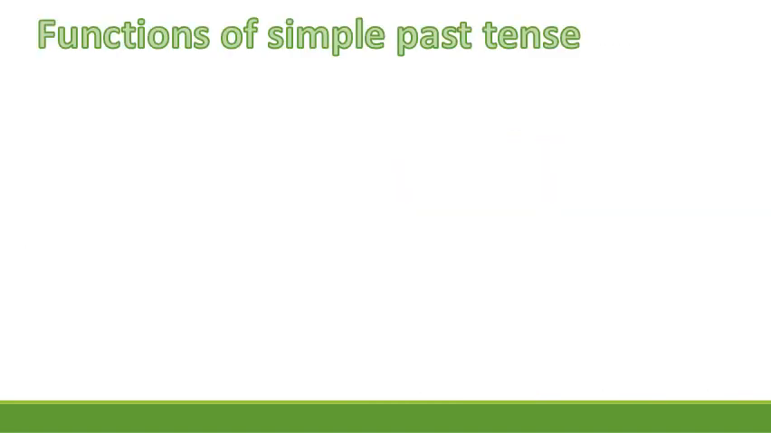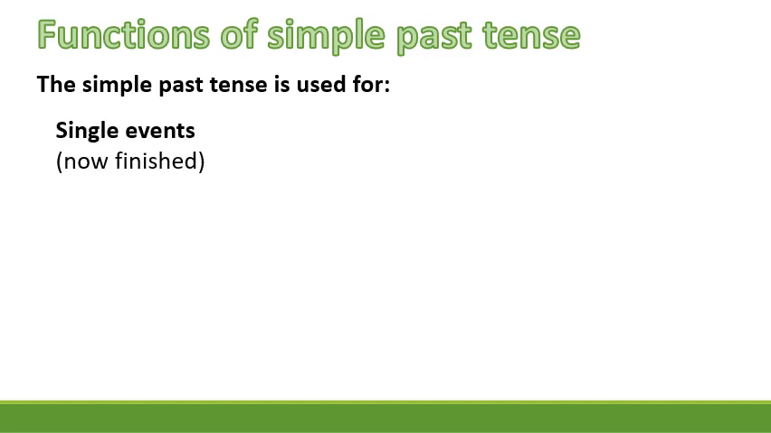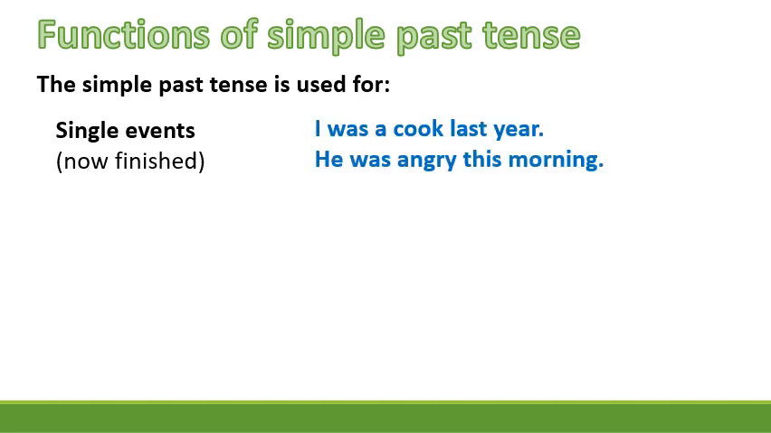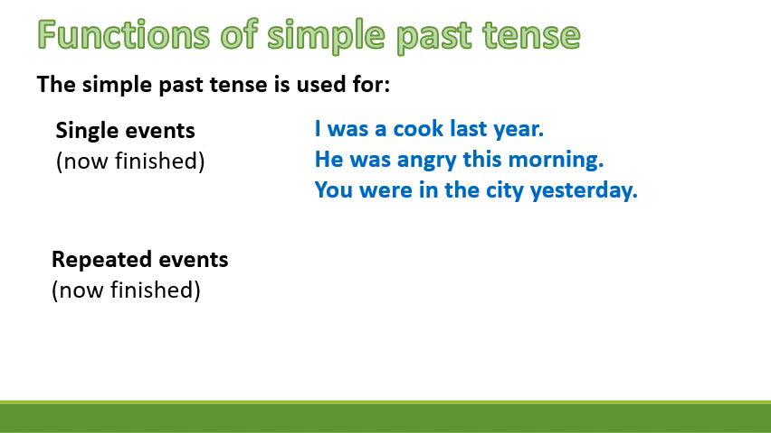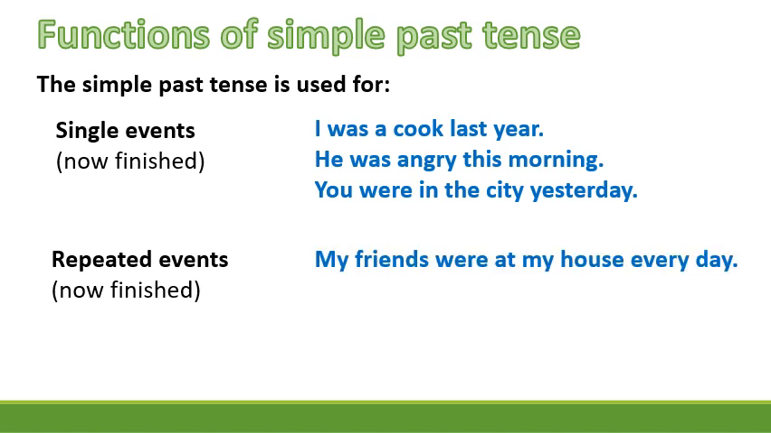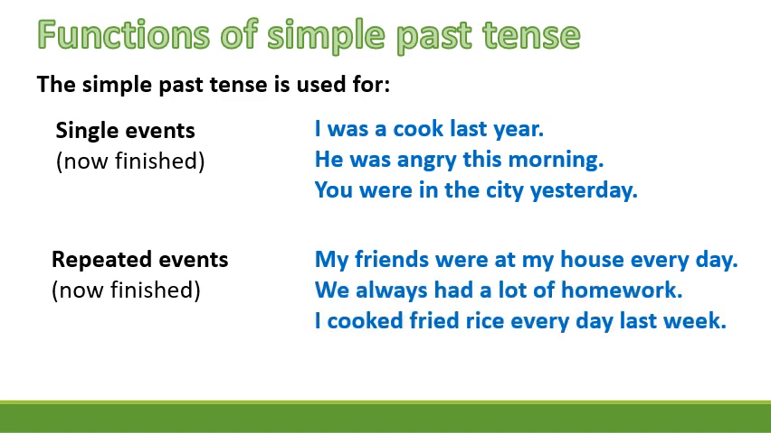Functions of the simple past tense. The simple past tense is used for single events now finished. For example, I was a cook last year, he was angry this morning, you were in the city yesterday. Or for repeated events, also now finished. My friends were at my house every day. We always had a lot of homework. I cooked fried rice every day last week.